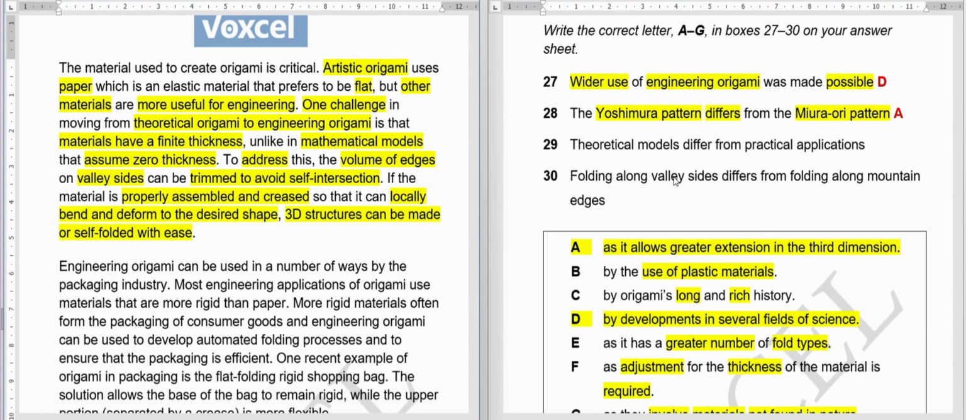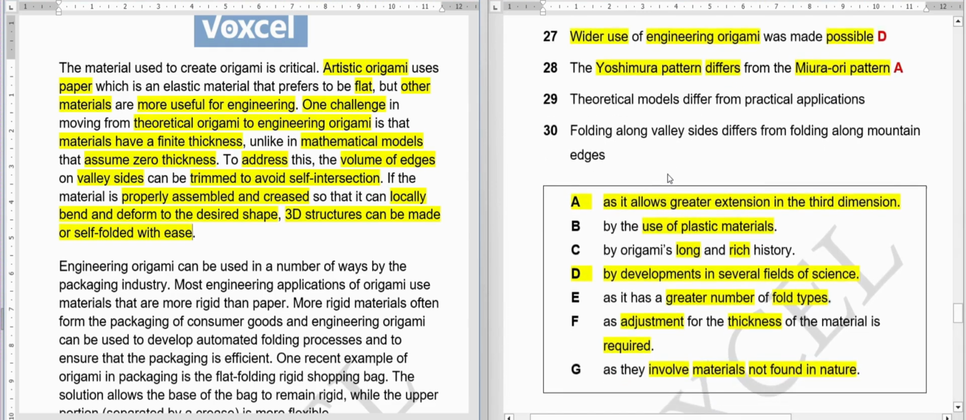Number 29. Theoretical models differ from practical applications. Is there any mention of theoretical models and practical applications? Yes. So now you have around 10 seconds to tell me the answer to the 29th question, and your time starts now.